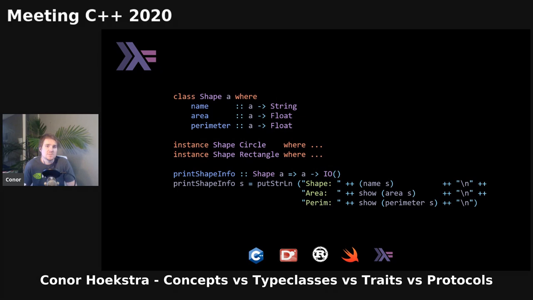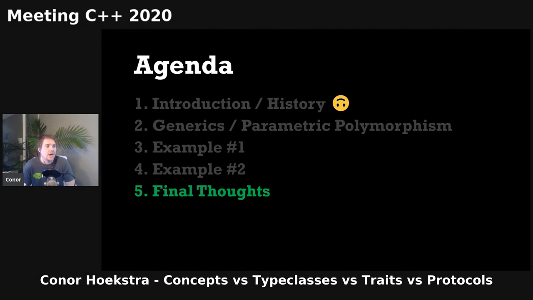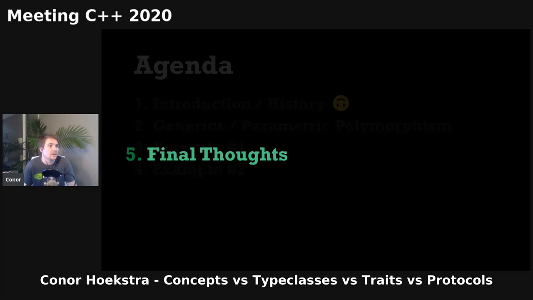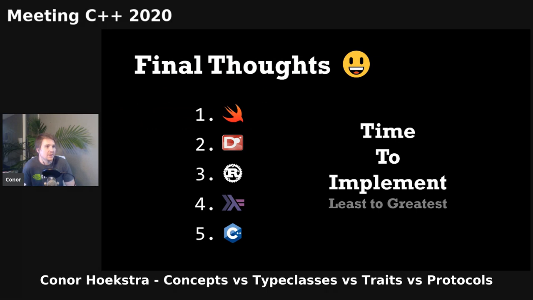So, final thoughts about just generally going through the process of writing these examples in each of the five languages. They're sort of fluffy things to think about, but they impact how much I'm enjoying a language or not. So the first thing is time to implement. Surprisingly, C++ actually took me the longest, even though it's the one that I have the most experience in. Swift was incredibly easy, like I said. Half the time I was just writing the code and it worked.